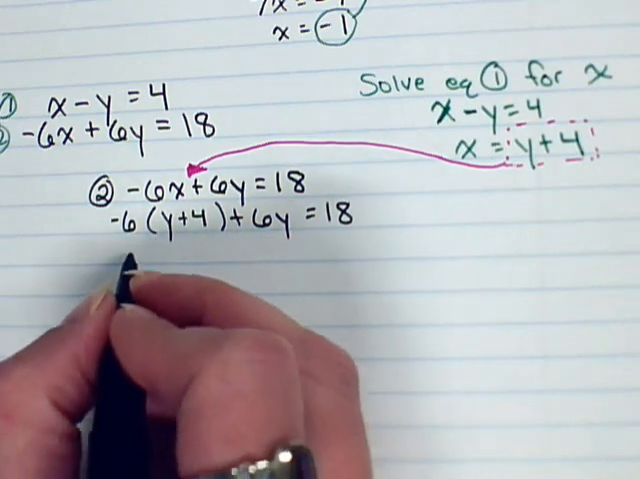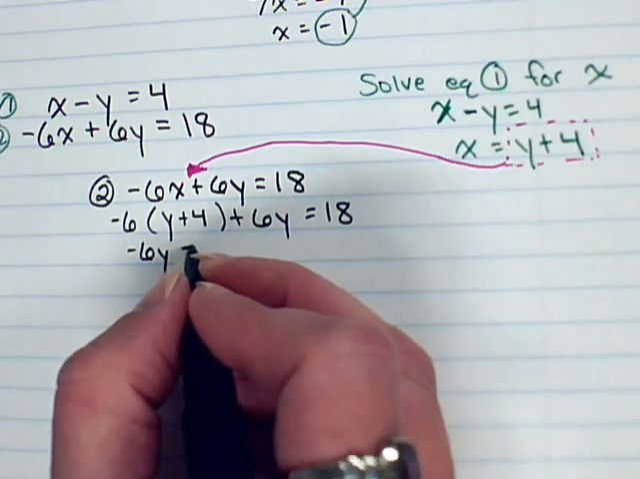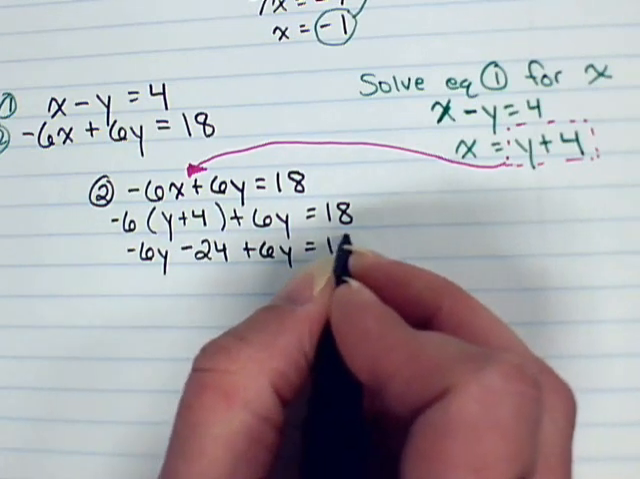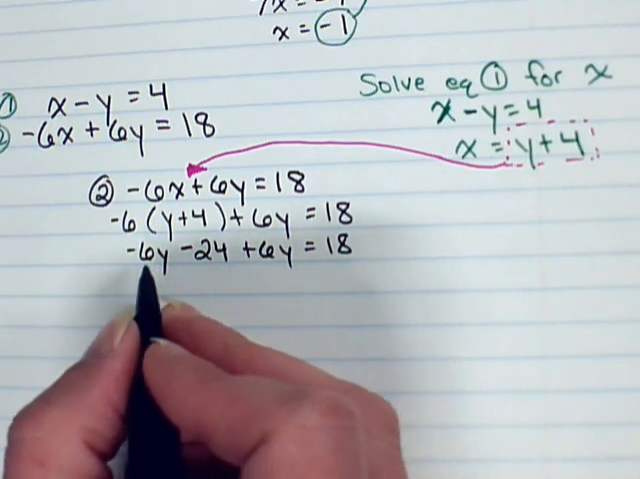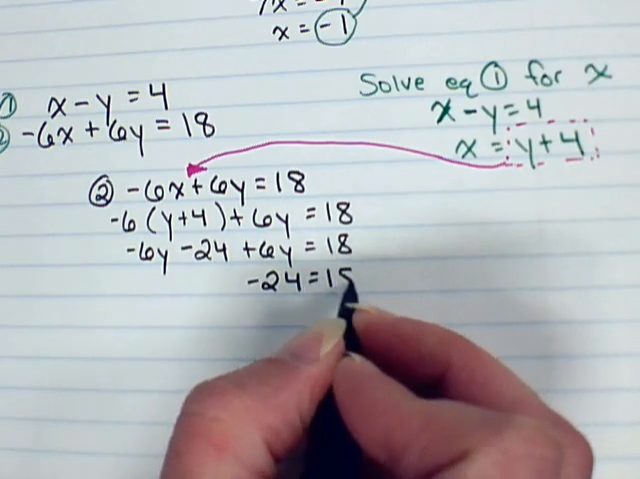So negative 6 times y is going to give me negative 6y. Negative 6 times 4 is going to give me a negative 24. Plus 6y equals 18. Combine like terms. Uh-oh. My variable disappeared.